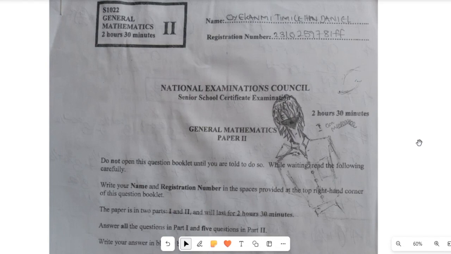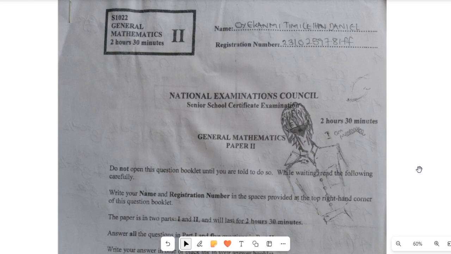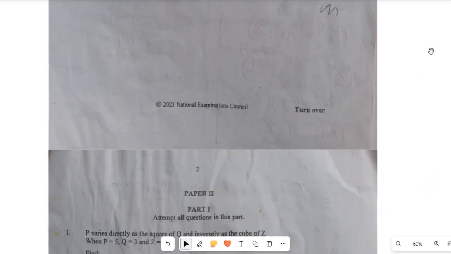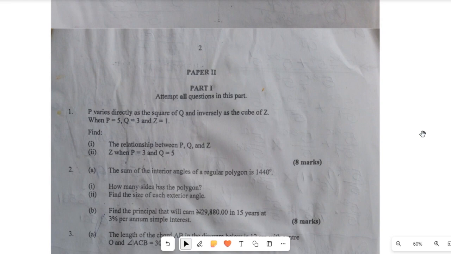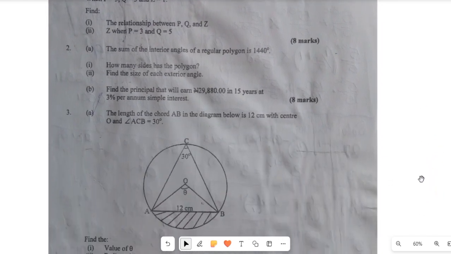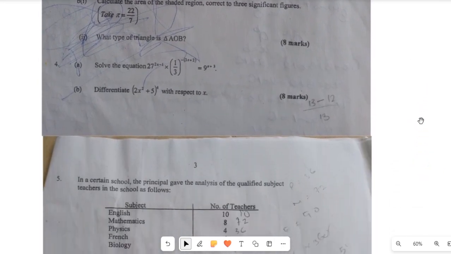In this video, you will learn how to solve questions that appeared in the General Mathematics Paper 2 of the 2023 National Examination Council SSCE examination. They are given 2 hours 30 minutes to solve 10 questions out of these questions, which are divided into part 1 and part 2. So in each video, we'll be solving each of these questions.